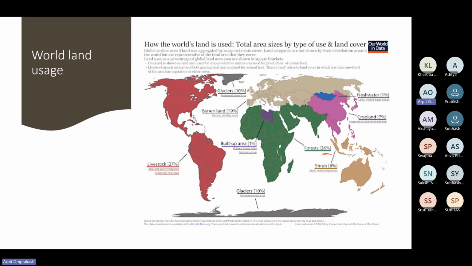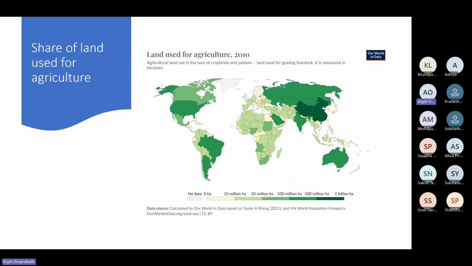So basically, the land on Earth is used for different things, and there are different resources present on the land, such as forests, shrubs, glaciers, freshwater area, barren land, and also areas that are used for agriculture, such as cropland and livestock. So cropland and livestock, both of them are included in agriculture, right? And so what we see is that the amount of area that is used for agriculture is quite high in a lot of areas, such as, let's say, in China or India.